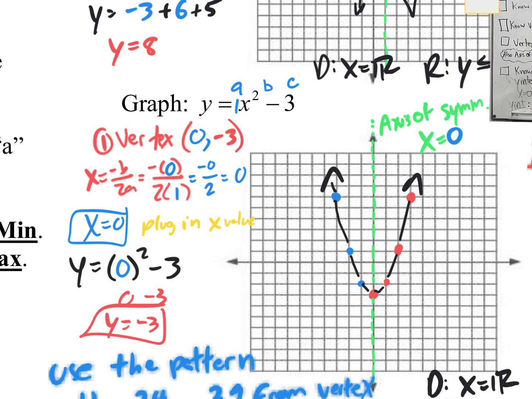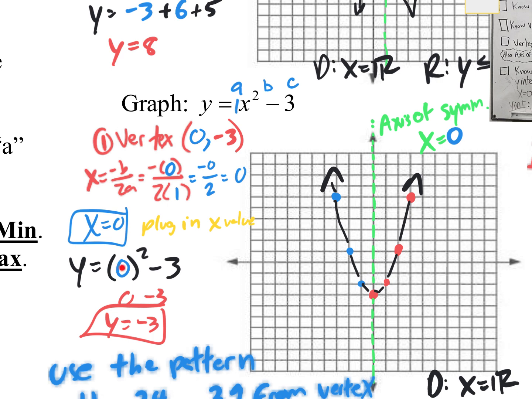We don't know this one yet, but how do I find it? If you know the x and you want the y, all you have to do is plug it in. X is 0, so you're going to plug in 0 into the x. I rewrite this: y equals x squared minus 3. But instead of x, I put parentheses. Why? Because I know what x is. X is 0, and I plug in 0 into the parentheses.